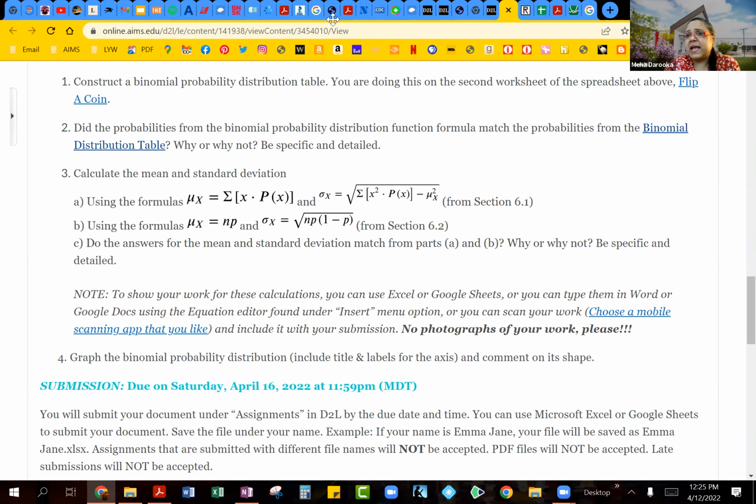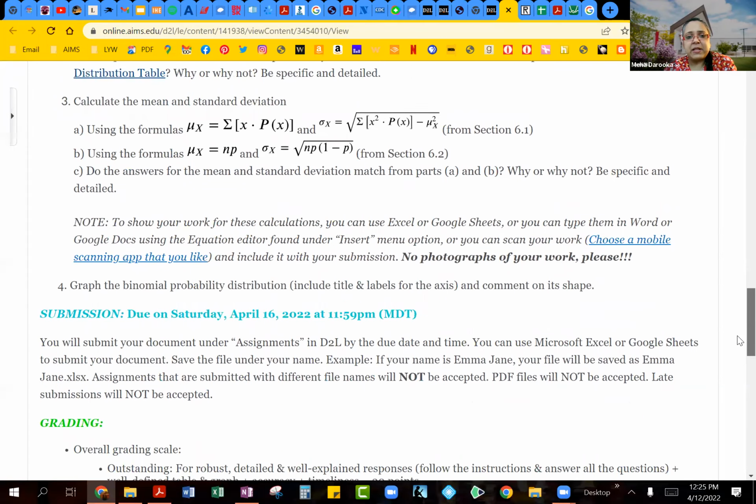So I will need to see calculations for the binomial distribution table. If you use built-in ones, then obviously I can just go click on that cell. But if you are using your calculator, then write those down, and then the calculations for mean and standard deviation. So please make sure I can see those calculations.